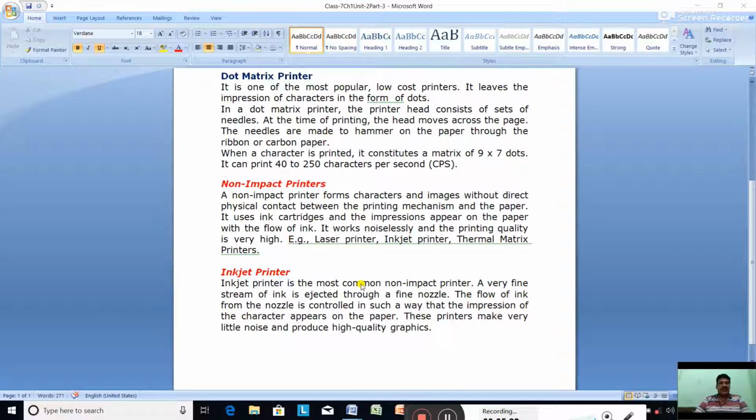First one is inkjet printer. Now what is an inkjet printer? Inkjet printer is the most common non-impact printer.